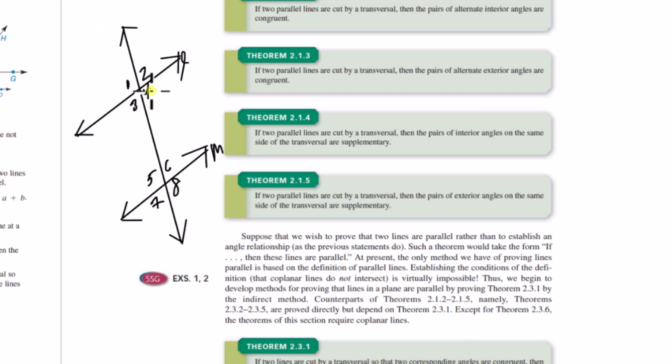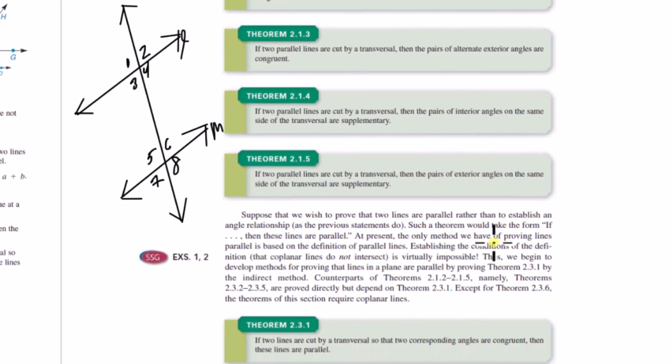Okay, well, if we show that angles 1 and 5 are congruent, is that enough? Or do we need to go further than that? If we showed that these two angles 3 and 6 were congruent, is that enough to say officially that the lines L and M are parallel? And once you say that they're parallel, then all of these theorems automatically apply. So that's the way you can think about how we're looking at this.